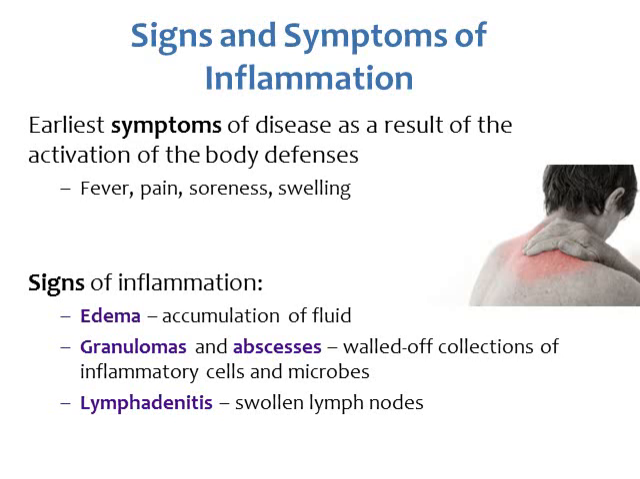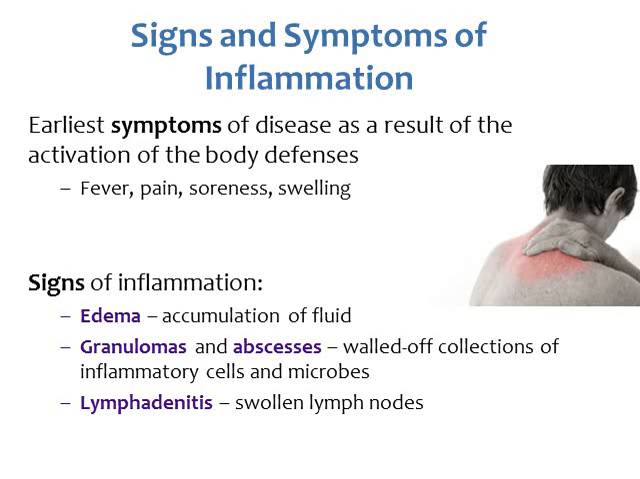So the earliest symptoms of a disease result from your body ramping up its host defense mechanisms. So these are things like fever, pain, soreness, swelling. These are things that your body's just automatically going to do when it senses that there's some type of invasion that it needs to fight off.